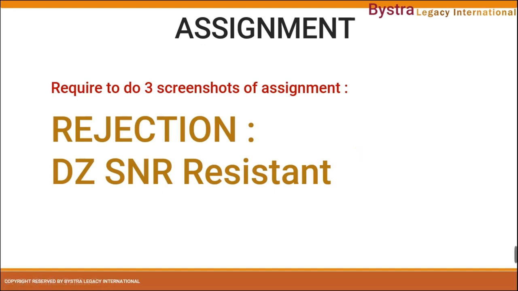Now guys, you are required to do another 3 screenshots for your assignment. This time it is the DZ SNR rejection: daily, weekly, monthly. Make sure that once you have completed all your 3 assignments, you put them in the folder. At the end of the course, you are required to submit your assignment.